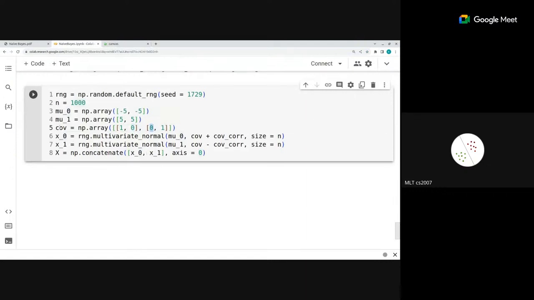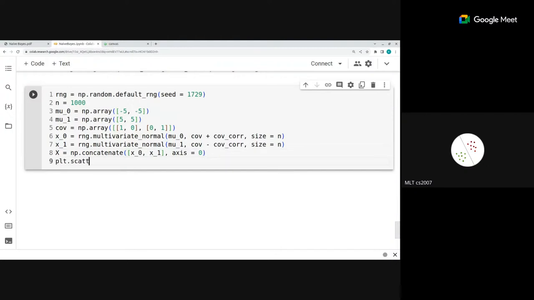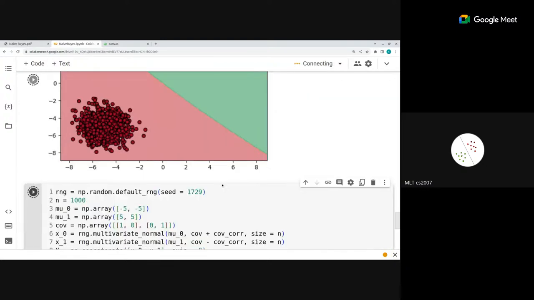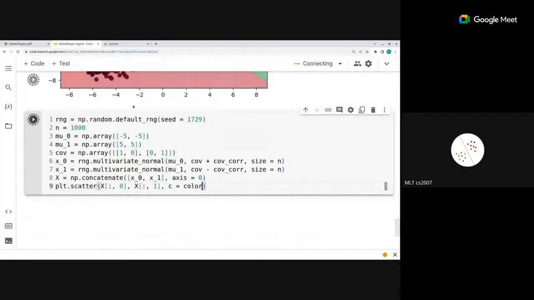Now with this particular setup, I am generating the data. x0 is all the red data points, x1 is all the green data points, and then I'm putting it into this data set x. Then I'm plotting it. This is what is called a scatter plot, right? All the x1 values on the x-axis and all the x2 values on the y-axis, and I give them some color. That is something I already generated. If you plot this, you will get this particular image. Let's wait for it to run.